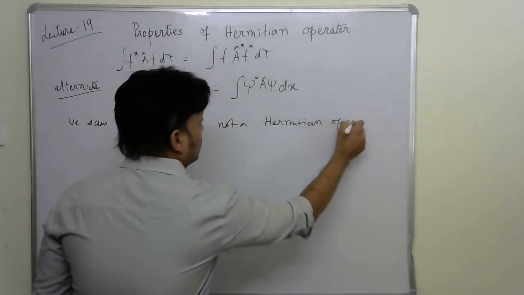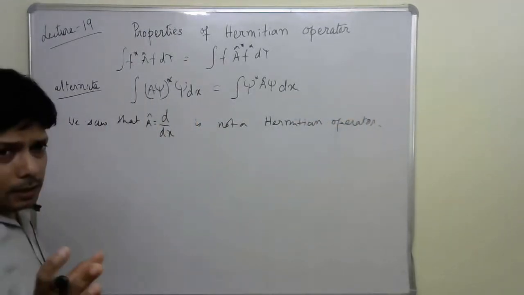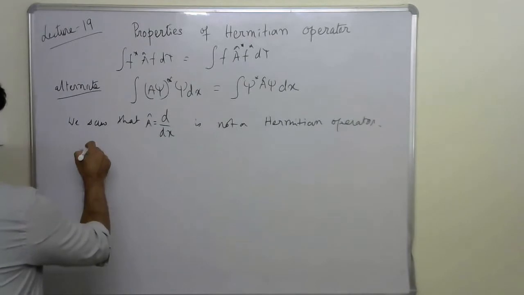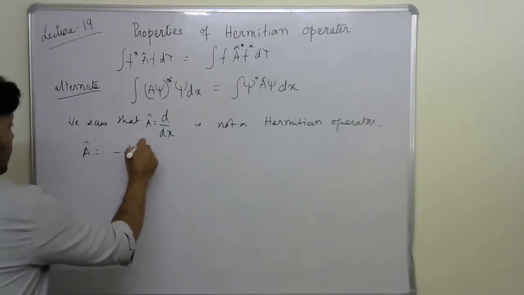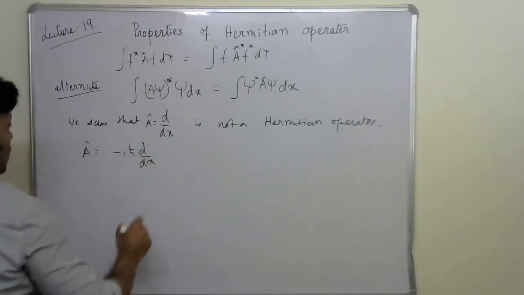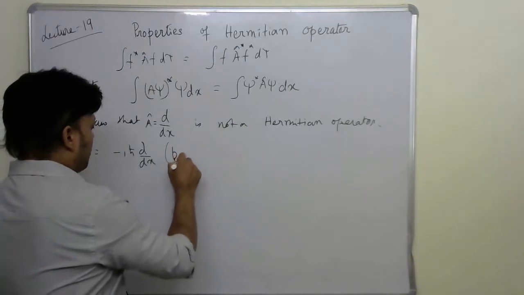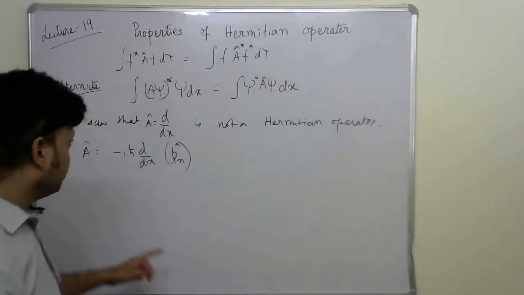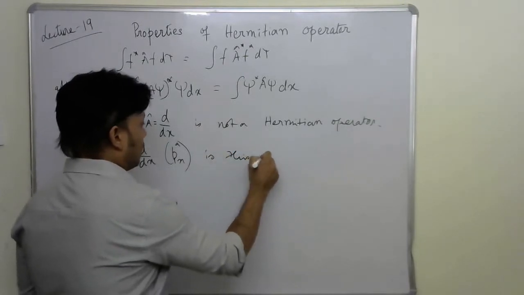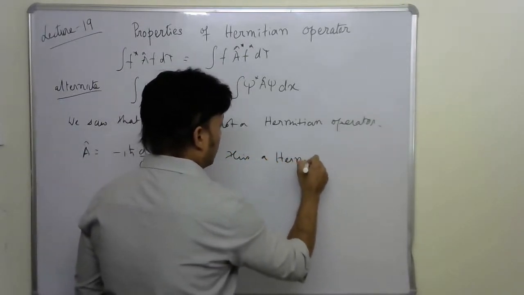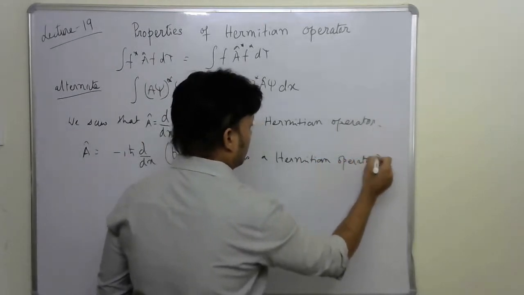All right, so now the question is, I think I asked you to solve it, to try whether A cap is equal to minus i h cross ddx. You know it very well that this is the momentum operator in x direction. Is this a Hermitian operator? Okay, so that is the question now.